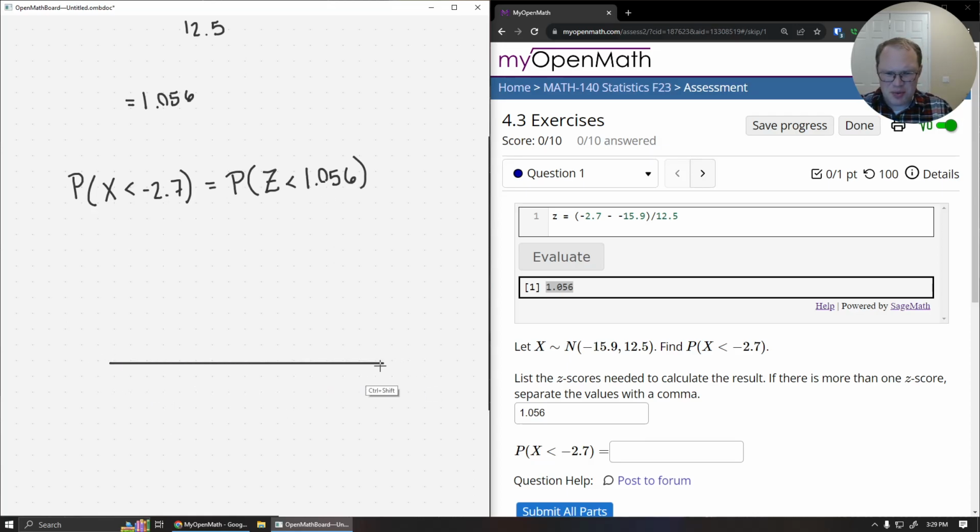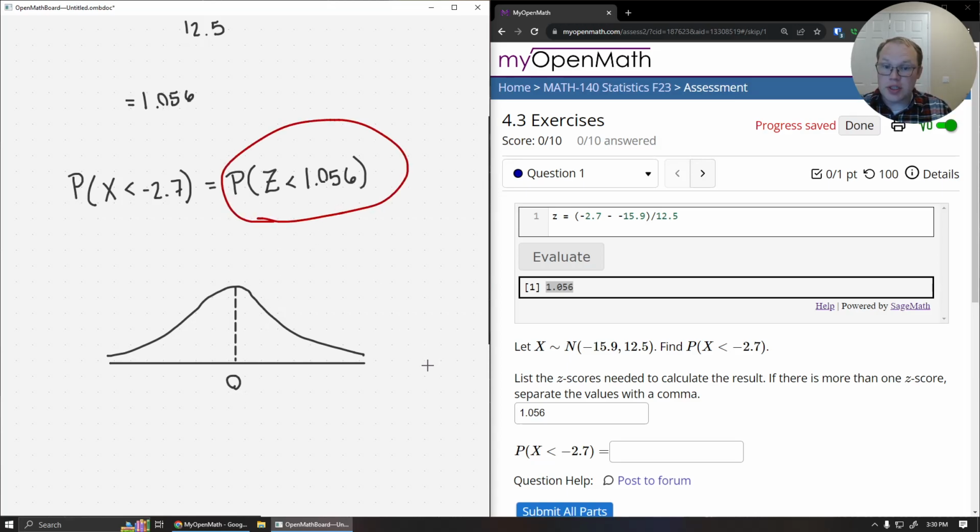I like to sketch it out once I have a standard normal distribution. Since I'm sketching out the probability associated with the standard normal distribution, it means the mean is 0. And I'm interested in the probability that we're less than z value of 1.056. And we're interested in less, so that's over in this direction. Okay?